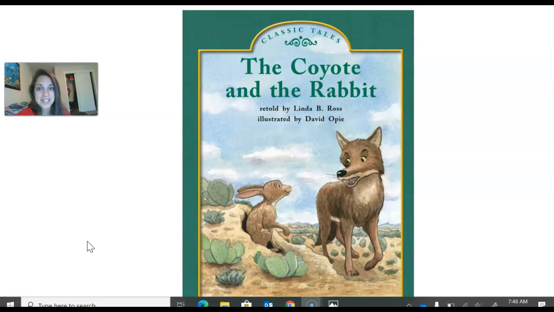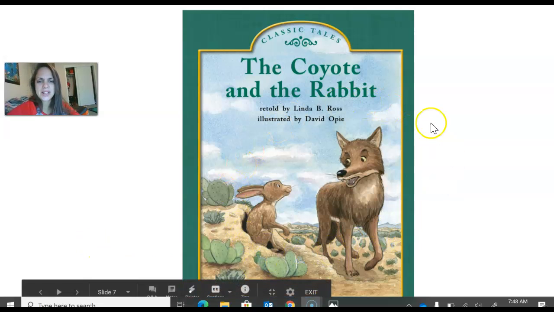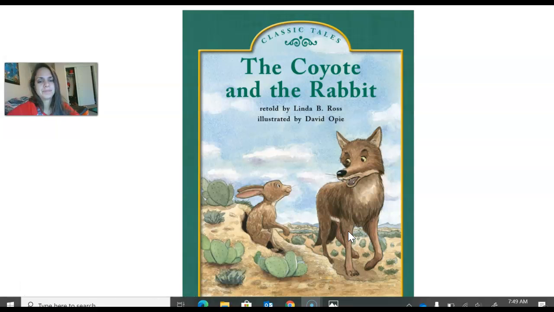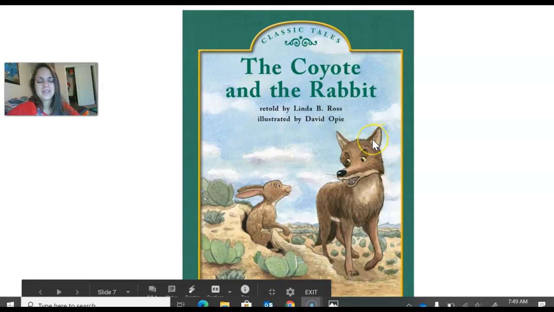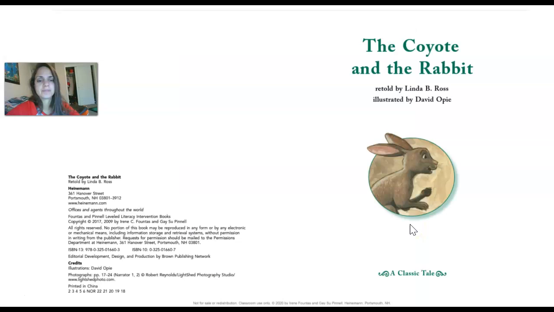What do you know about the tortoise and the hare? Yes, the tortoise and the hare had a race because the hare bragged about how fast he was. And the tortoise ended up teaching the hare a lesson. So what do you think is going to happen in this text? Let's check your prediction. You might have predicted the coyote and the rabbit are going to have a race. Let's look at page 2 and 3.